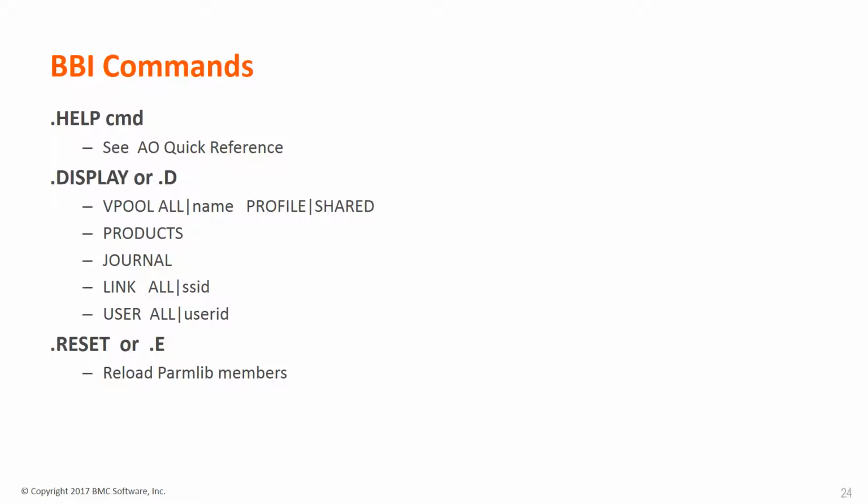There's a .help command that will list all of the BBI commands that are available, which can be very helpful. There's a .d command to display various things in AutoOperator, including variable pools and what products are implemented. You can display the journal status, any links that are set up between your OLTP passes, as well as any users. So there's a .e or reset command that allows you to reset your PARMs.